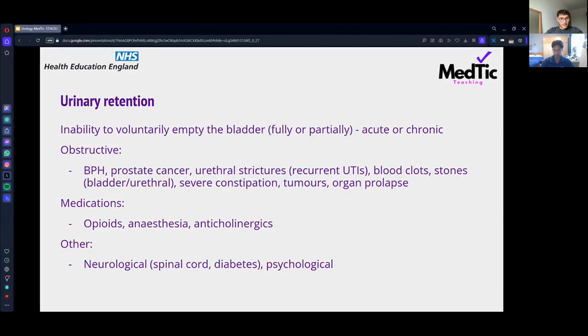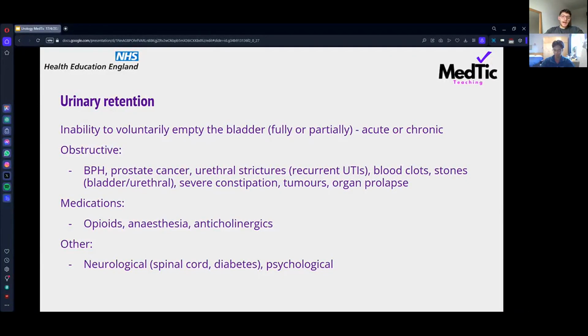So your prostate enlarging either through benign hyperplasia or prostatic cancer. You can have urethral strictures caused by UTIs. You can have blood clots within the urethra. Also stones, severe constipation, another cause of obstruction, tumours, and then organ prolapses, thinking about cystoceles in females. Medications are another cause, and these are more likely to be acute causes of retention. So your opioids, different anaesthetic agents, and your anticholinergics.